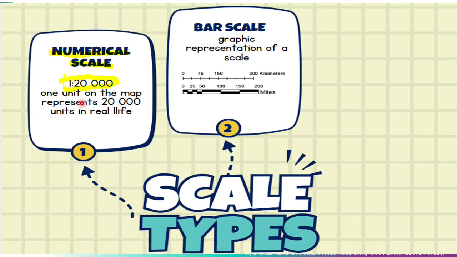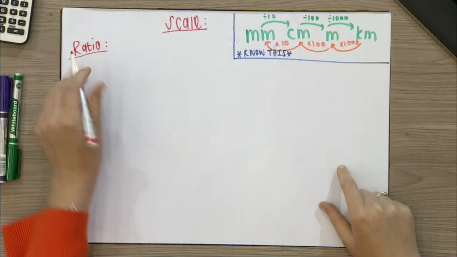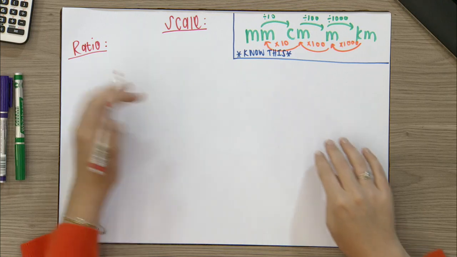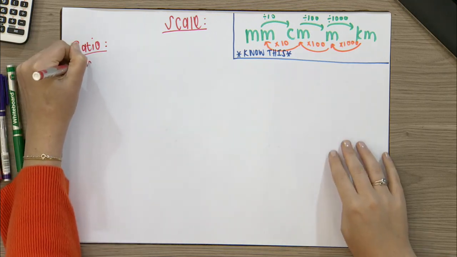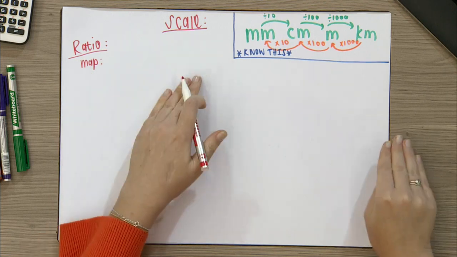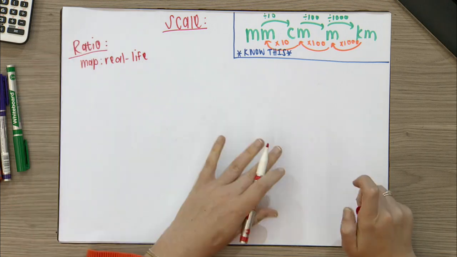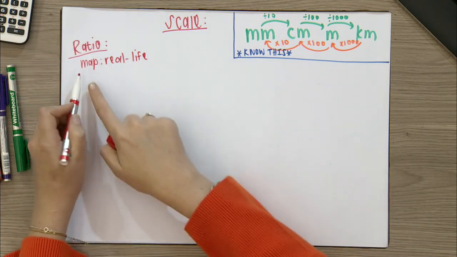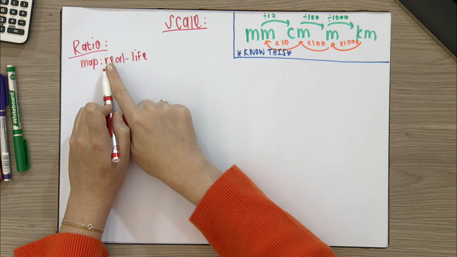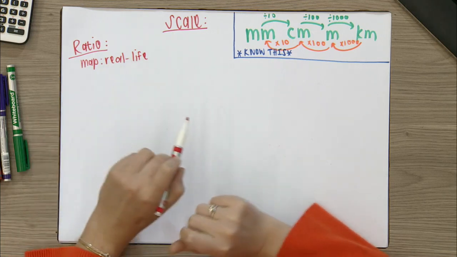I'm going to explain the meaning of the word units to you in just a few seconds, but it's important for us to know that when we have a numerical scale or a ratio scale, if we want to make sense of this, we need to remember that a ratio scale is always one number to another number, and it's always going to be whatever is on the map to whatever is in real life, or reality, or on the ground. So many units on the map represents so many units in real life.